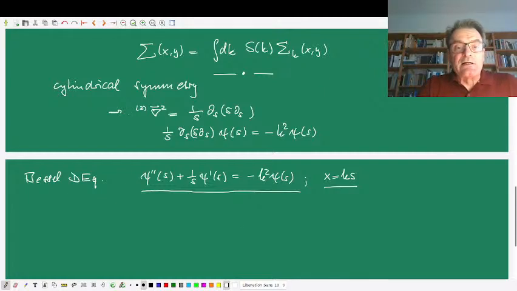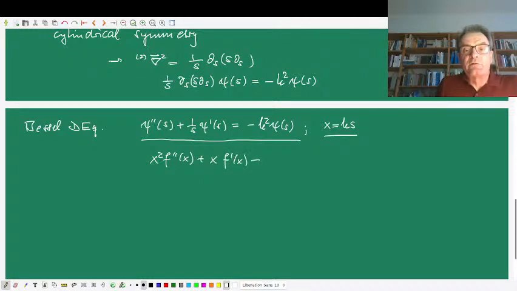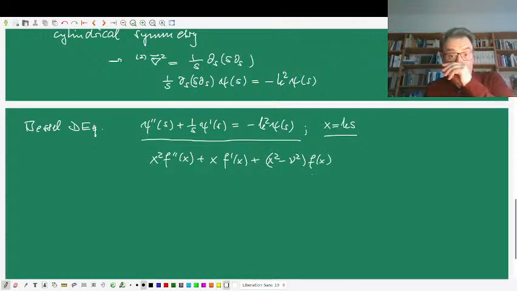And its solutions are, well, Bessel's differential equation for functions f of x looks like this. It's plus x f prime of x plus x squared minus nu squared times f of x. All right, and here you see that if you make the substitution x equals ks in this equation here, and you replace the derivative with respect to s by a derivative with respect to x, you get Bessel's differential equation for order nu equals 0.